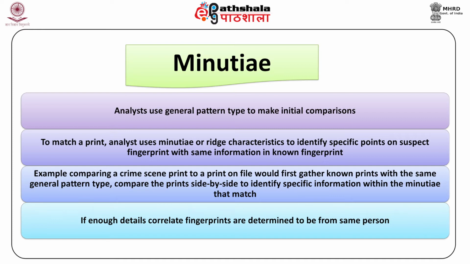For example, an analyst comparing a crime scene print to a print on file would first gather known prints with the same general pattern type. Then, using a loupe, compare the prints side by side to identify specific information within the minutiae that match. If enough details correlate, the fingerprints are determined to be from the same person.